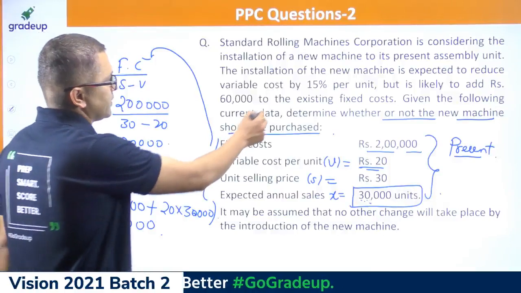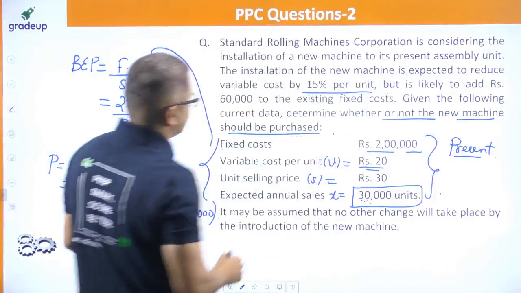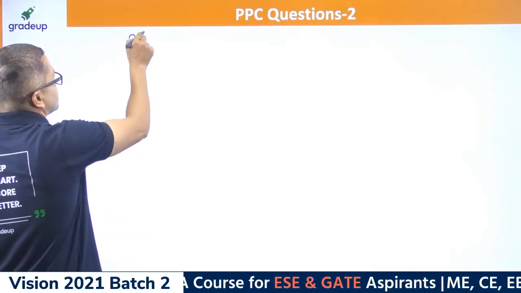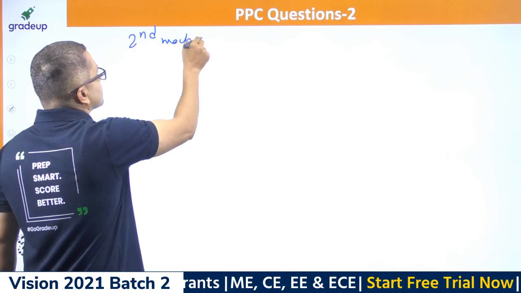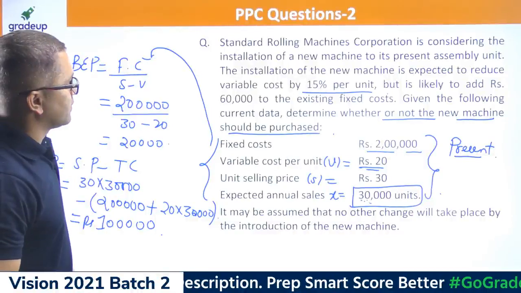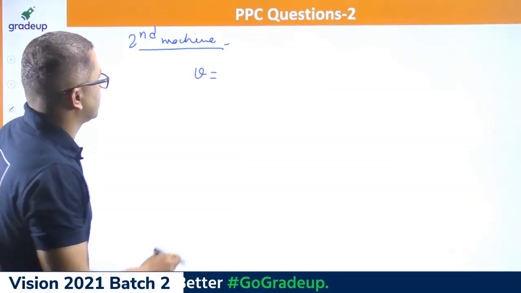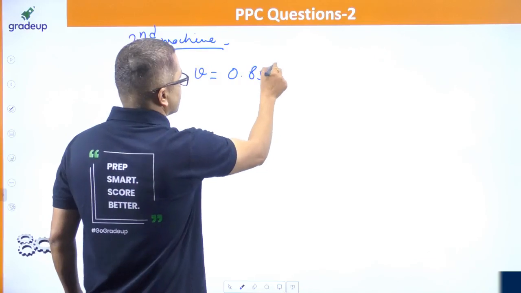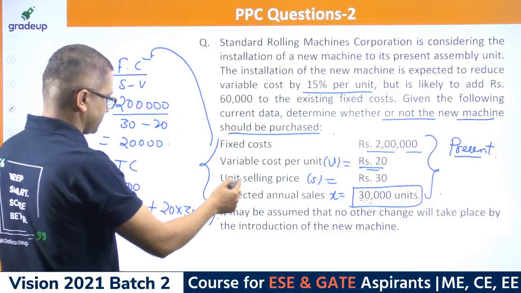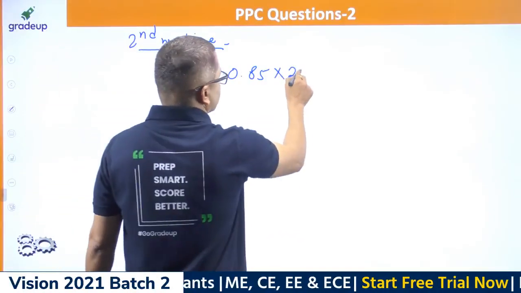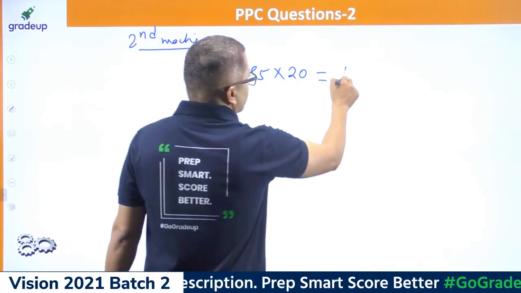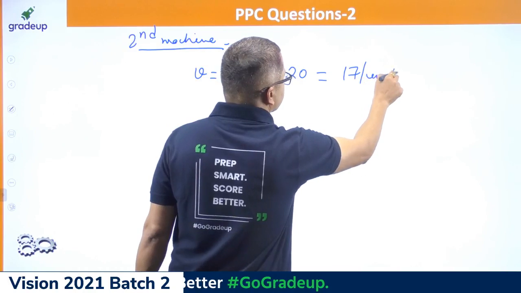Right, and it says that variable cost decreases by 15%. So what do we say? For the second machine, small v decreases by 15% per unit, right? So that is nothing but 0.85 of 20. That's the meaning of that. So you just calculate that. That will come out to be 17 per unit.